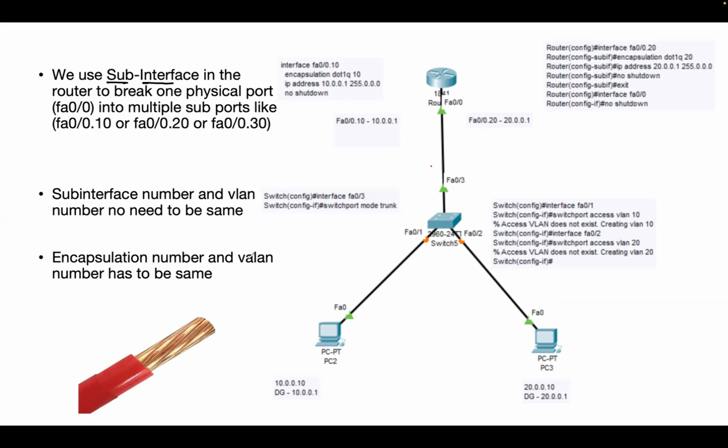So your configuration is very simple. You simply go to the router and type interface FA0/0.10 or 0/0.20, like that we have to type. If you type this, automatically FA0/0 will be broken down into pieces.